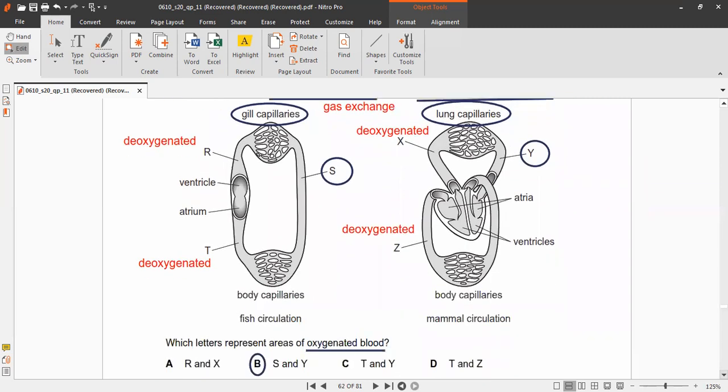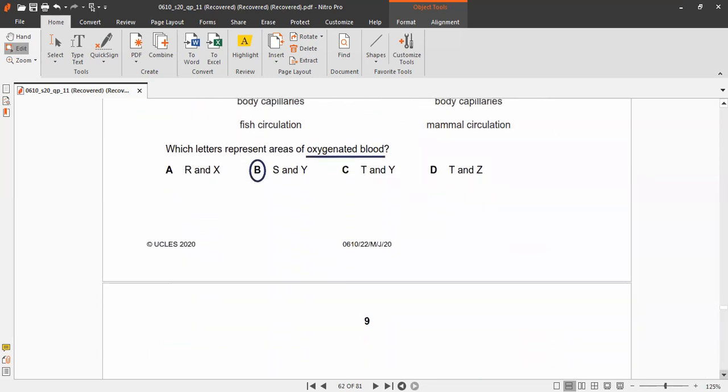Which letters represent areas of oxygenated blood? The area S is oxygenated, and also Y, oxygenated. But X and Z, deoxygenated here, R and T, deoxygenated here. So the correct answer, B.